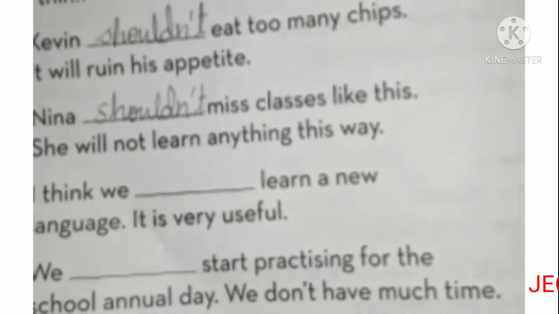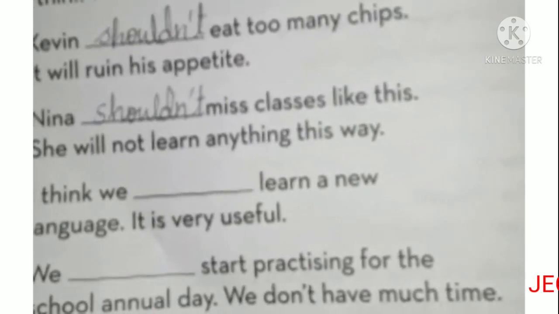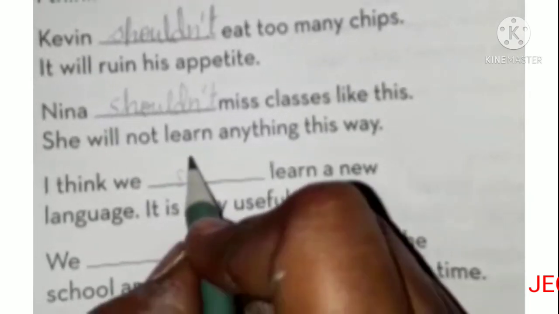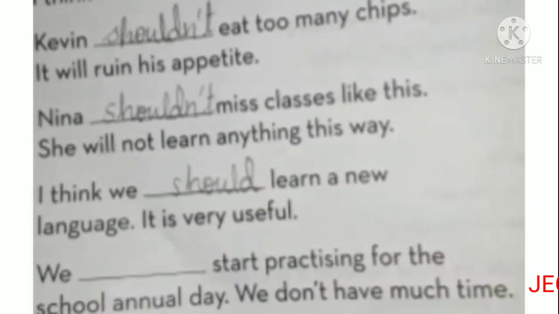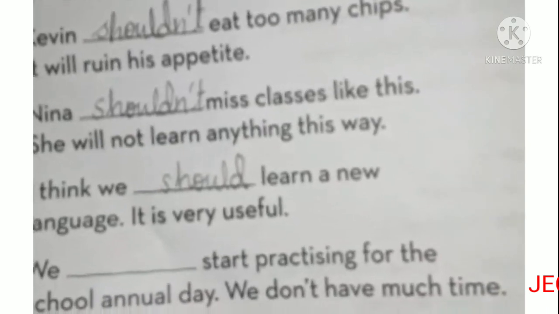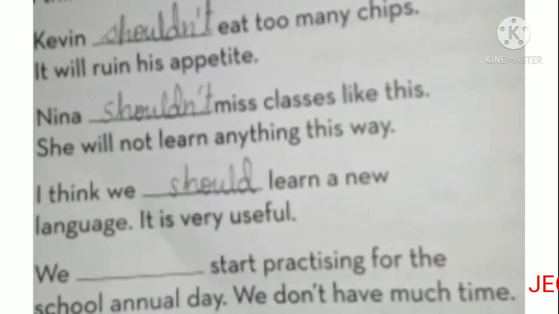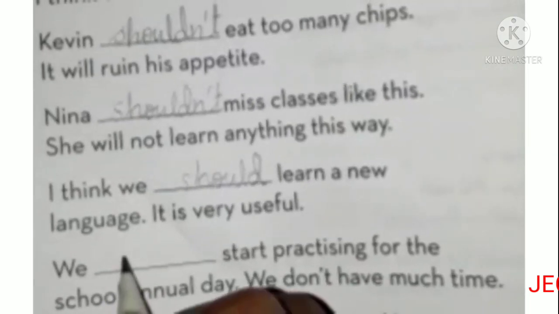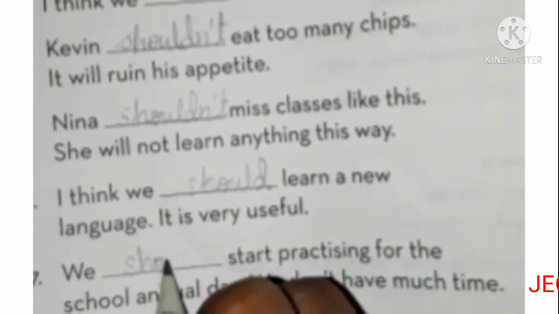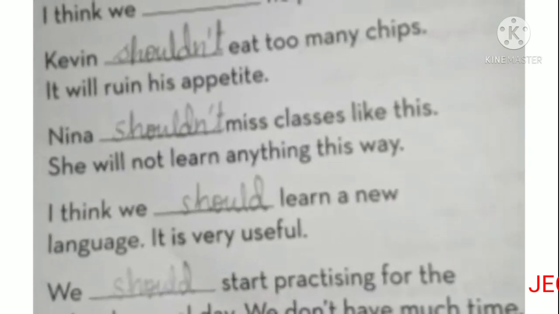The next one: I think we dash learn a new language. It's very useful. I think we should learn a new language. The next sentence: we dash start practicing for the school annual day. We don't have much time. We should start practicing. Thank you, children.